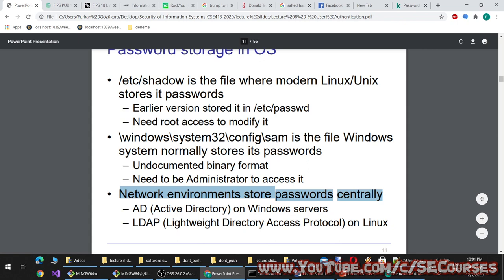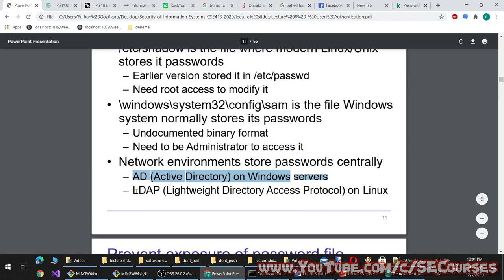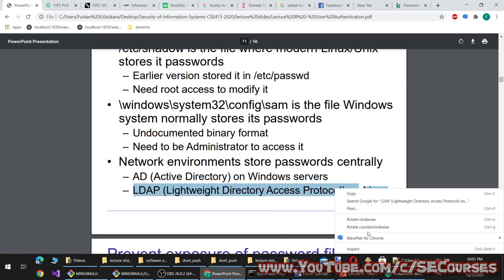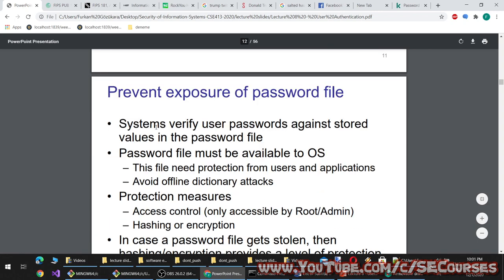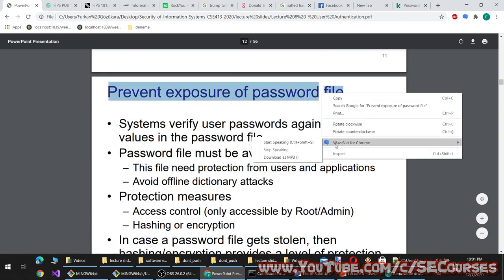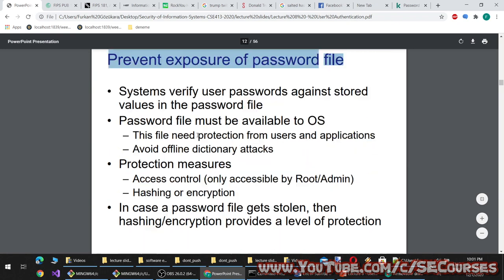Network environments store passwords centrally. AD, Active Directory, on Windows servers. LDAP, Lightweight Directory Access Protocol, on Linux. Prevent exposure of the password file.